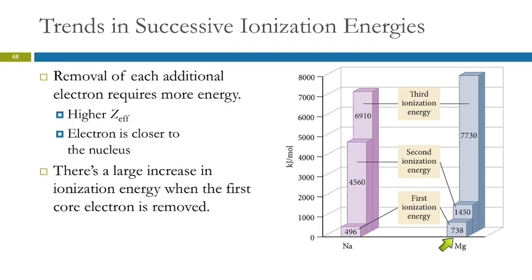For magnesium, the first one is a little higher than for sodium. The second one is pretty big, but then the third one is huge. Well, what's going on there? Magnesium has 2 valence electrons. So you remove the first one, you remove the second one, it's going to cost more, but now you've taken off all the valence electrons, you're into the core electrons, and so the price goes way up. Any questions?